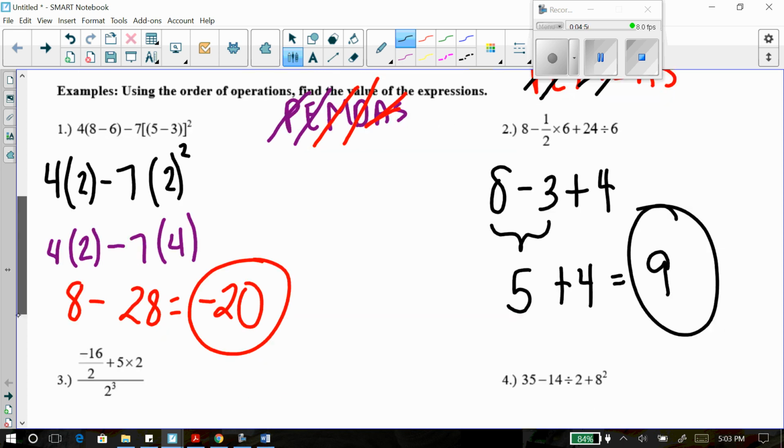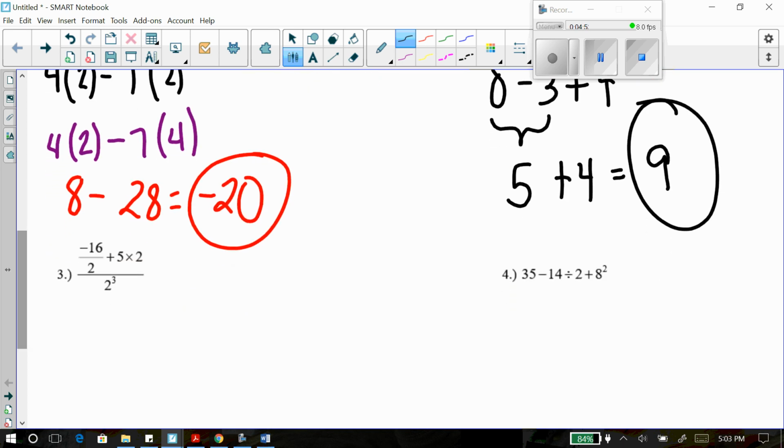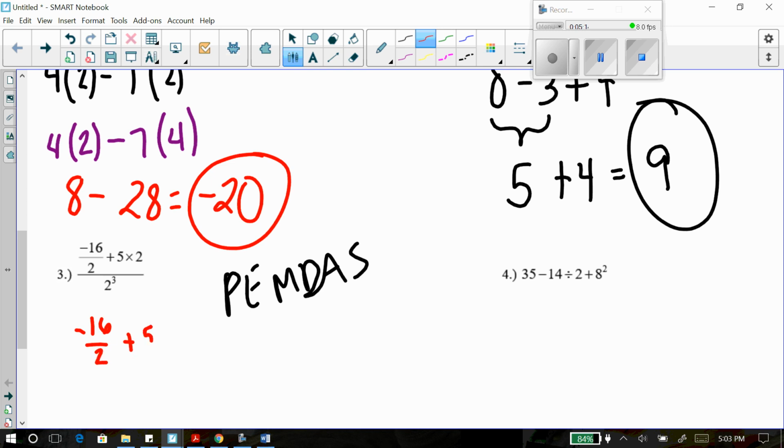All right, let's do this next one. Holy moly, look at that. All right. Please excuse my dear Aunt Sally. Well, we've got to do what's on top first. So on top, I don't see any exponents, I'm sorry, parentheses, or exponents on the top. I do see exponents on the bottom. So let's rewrite things here.